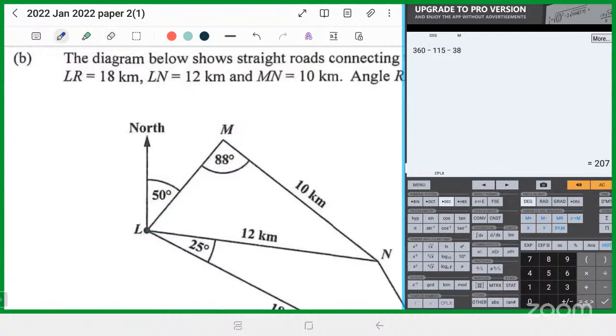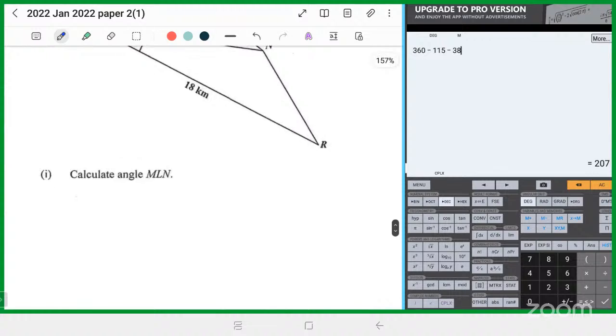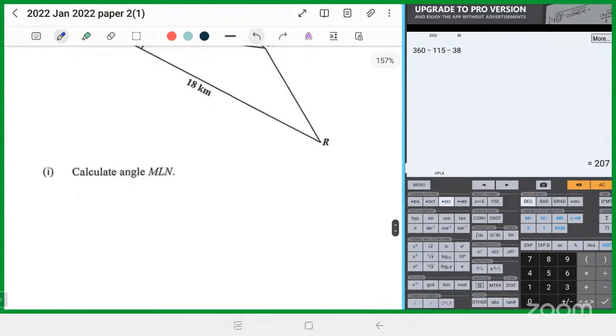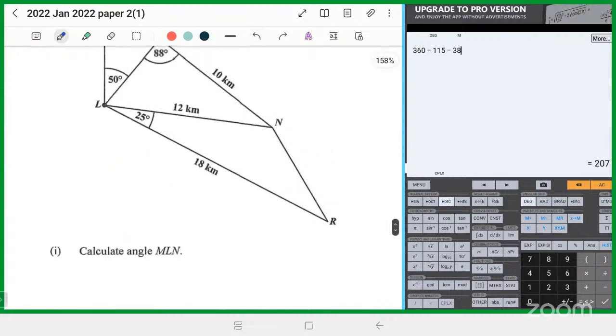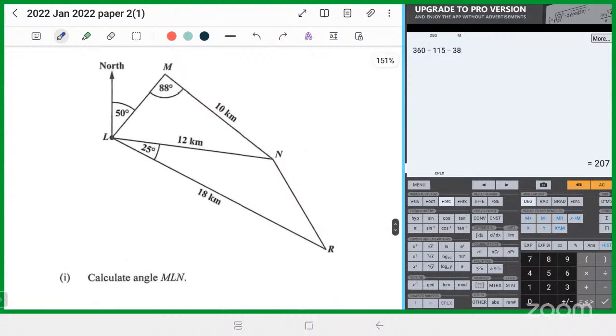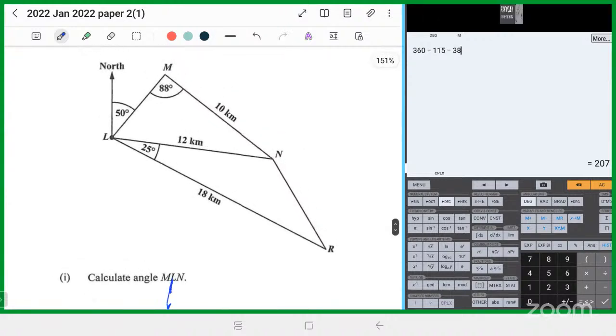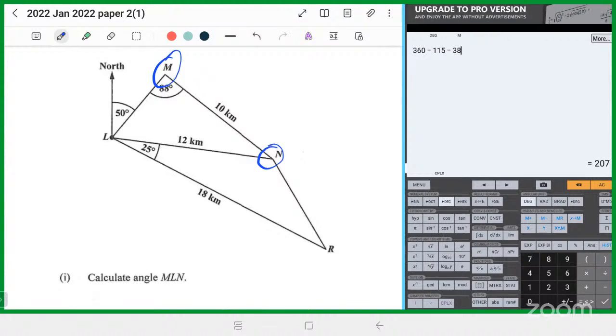All right, but let's see what they say. Let's calculate angle MLN. Where is that now? MLN. Where is that angle? Angle at L, M to L to N. I want us to find this angle right here.